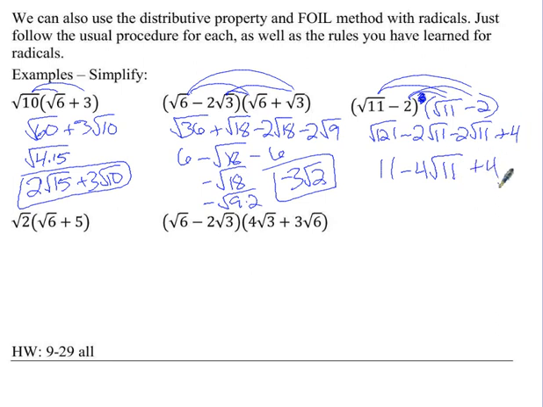All right, next line down. What can we simplify now? 11 plus 4 is 15. Minus 4 square root 11. Now what? You're done. The square root of 11 can't be simplified. These are not like terms, so we can't add them together. That's it. You're done.